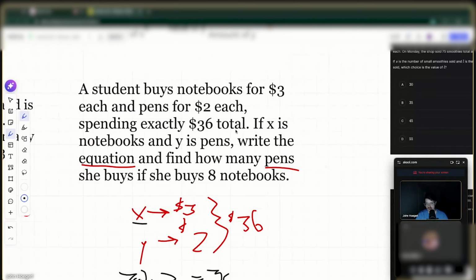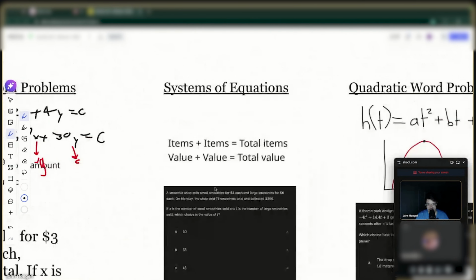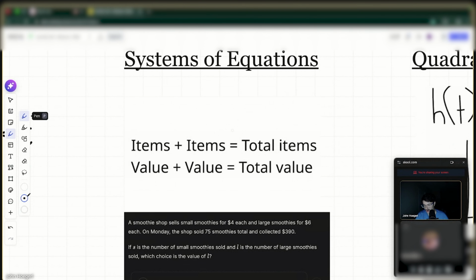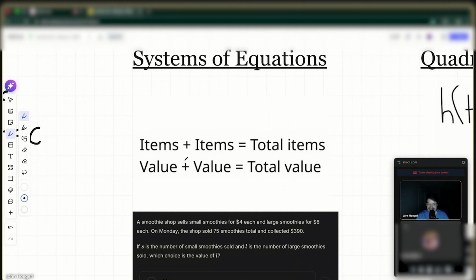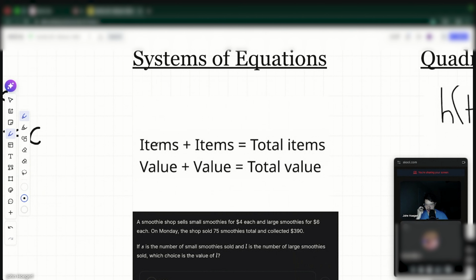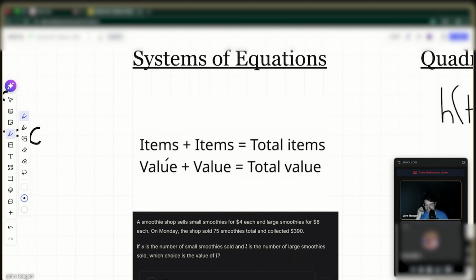Okay, but none of this really matters on its own for most of these problems. It really matters for the system of equations. So you can probably guess what's going on here. It's pretty much the same thing, standard form stuff, but now we also add in the amount of items. So items plus items equals total items, and value plus value equals total value. This is going to look like x plus y is equal to some amount, and then we have something like value plus value. So it might be like 2x plus 3y is equal to another amount.